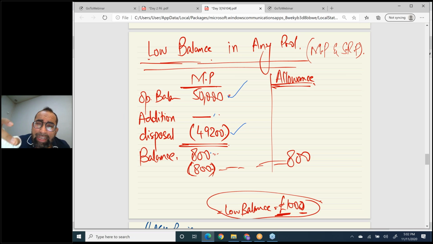Whenever you get a balance of £1,000 or less in main pool or special rate pool, then you are not allowed to apply 18% or 6%. Just take the complete amount in allowance column. Okay, this is a relief. That means you are really poor, very low amount left. So tax department say, okay, take it. So don't forget this 1,000 number.